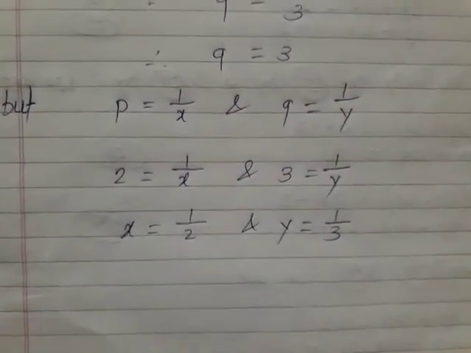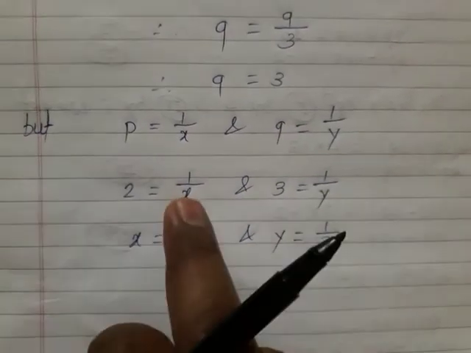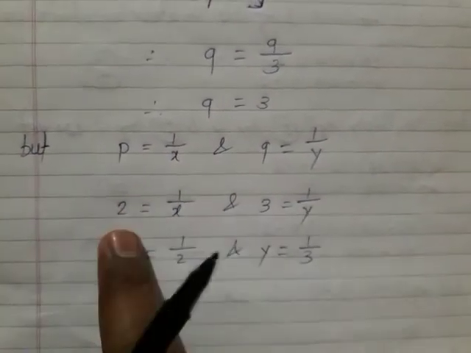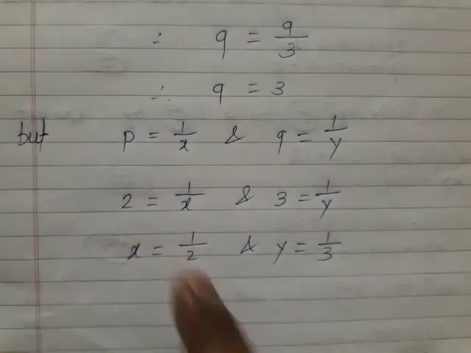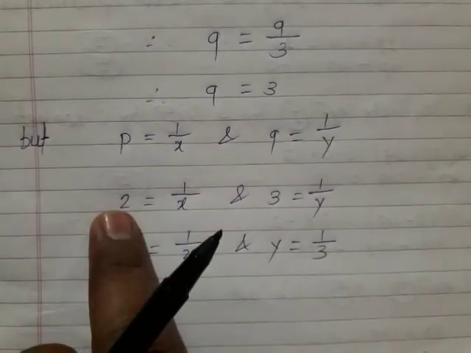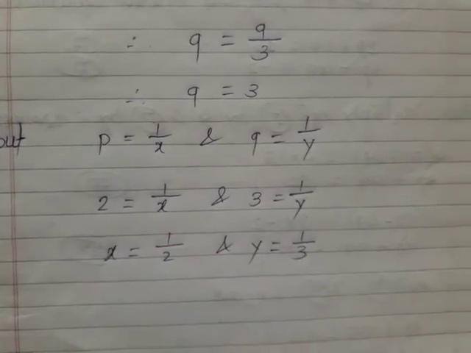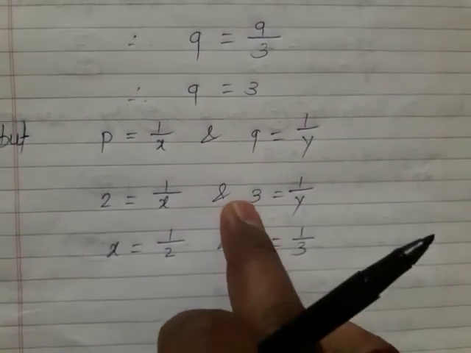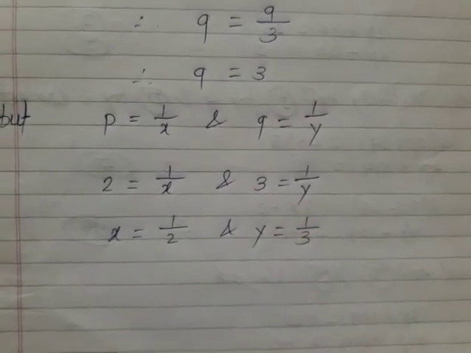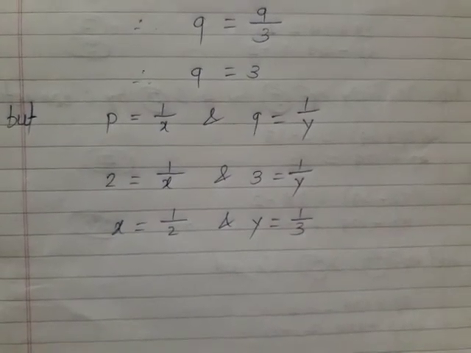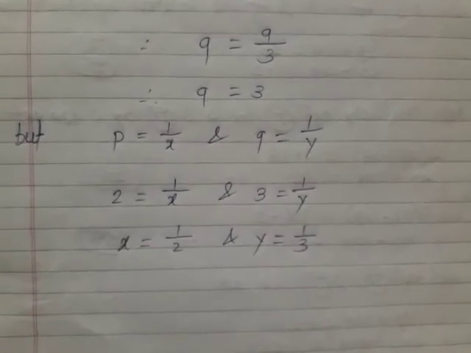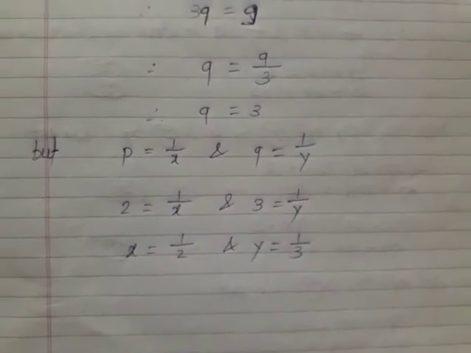So look how it works here. The x is in the denominator; when it changes side it goes to the numerator, so x is equal to, and the 2 that was in the numerator goes to the denominator. Same thing for y. Here we got x is equal to 1 by 2 and y is equal to 1 by 3. This is the final answer. Remember, try to understand. This is the first method.